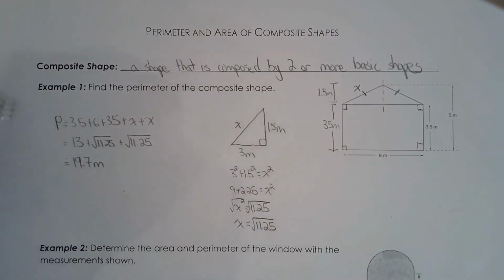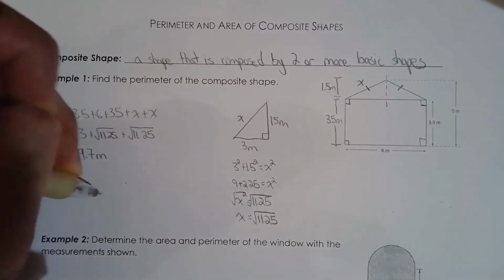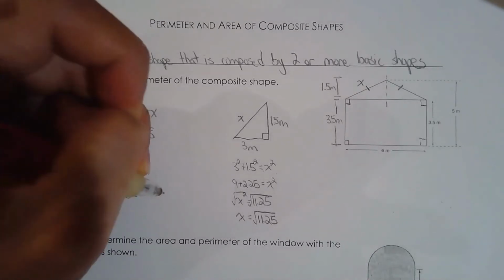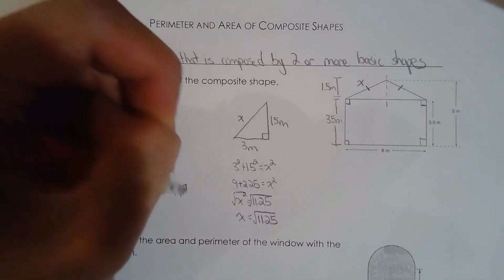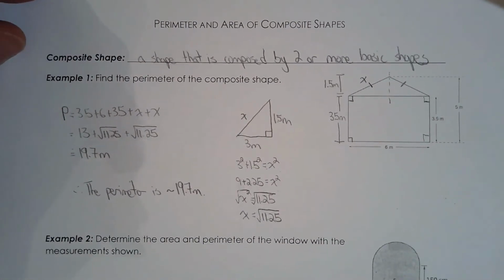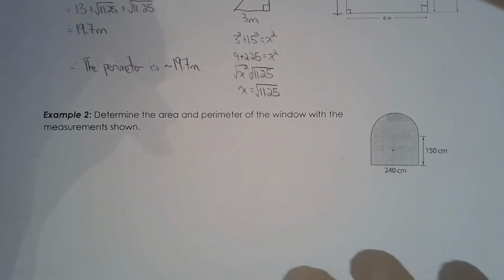You can do a therefore statement. Yeah, let's do it. Why not? Therefore, the perimeter is approximately 19.7 meters. All right. So that's our first composite shape. What about our second one?